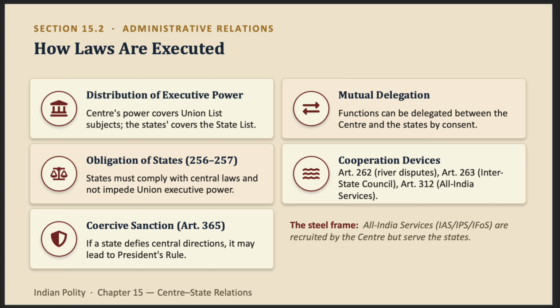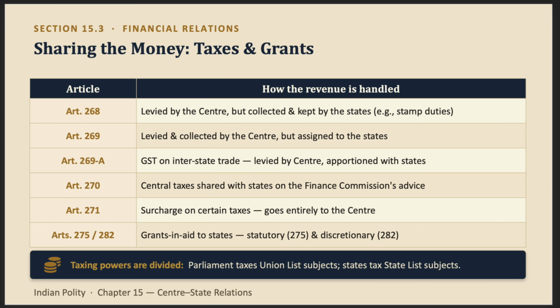And beyond personnel, the Constitution builds specific institutions to manage administrative friction. Like what? Like Article 262. This establishes tribunals to adjudicate interstate river water disputes. Oh, that's huge. It takes those incredibly complex, highly emotional resource battles completely out of the standard courts. And furthermore, Article 263 provides for an Interstate Council. Okay, what does that do? It allows the president to create a forum to investigate and advise on subjects of common interest before they escalate into full-blown crises.